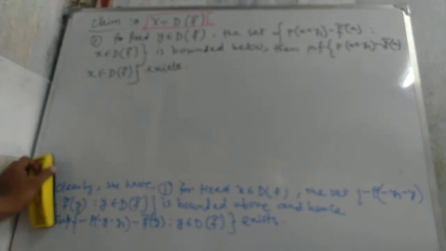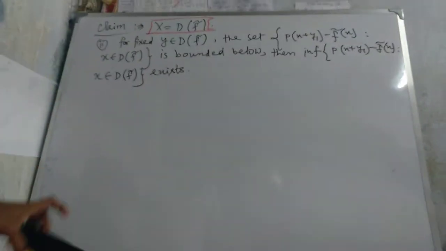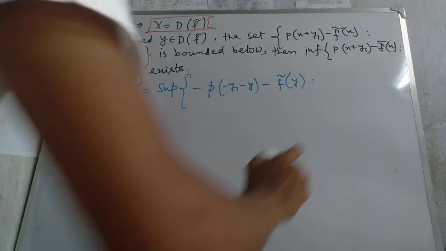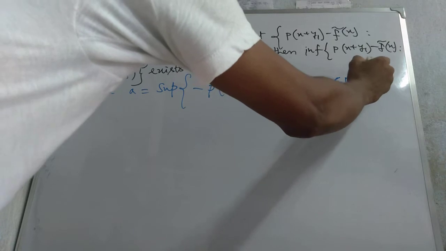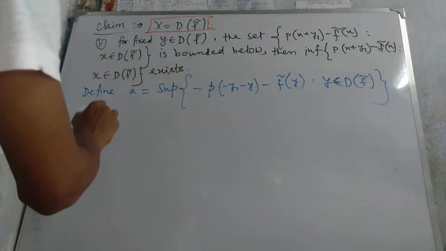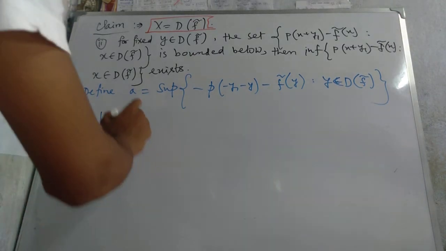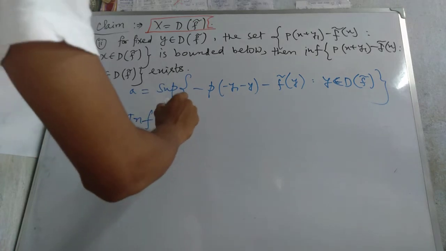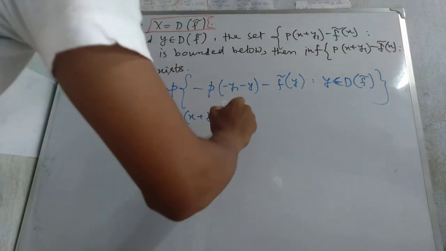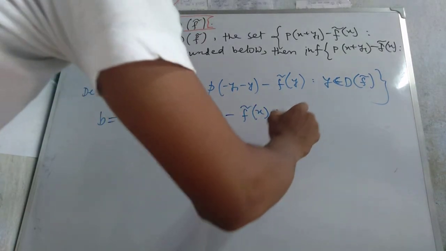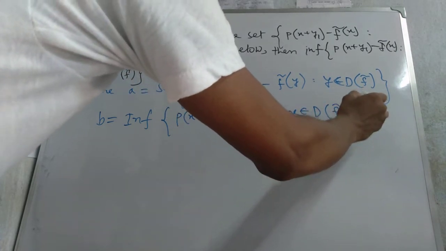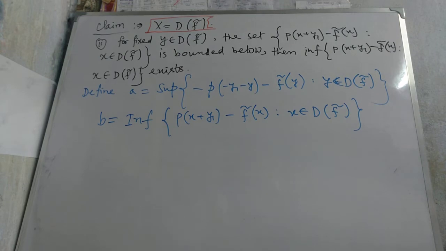Define A equal to the supremum of minus p of (minus y1 minus y) minus f delta of y, such that y belongs to D of f delta, and B equal to the infimum of p of (x plus y1) minus f delta of x, such that x belongs to D of f delta. Okay, B equal to this one and A equal to this one.